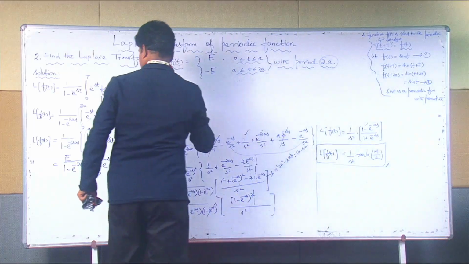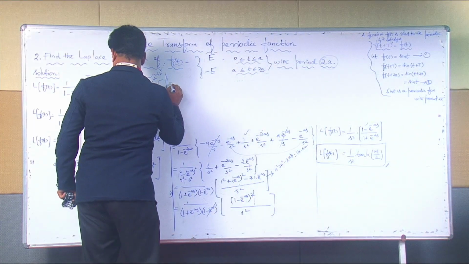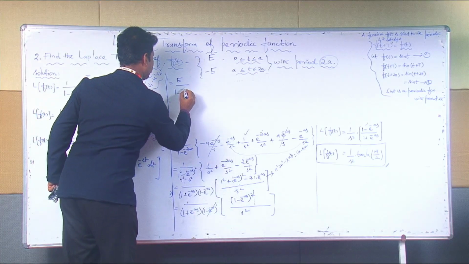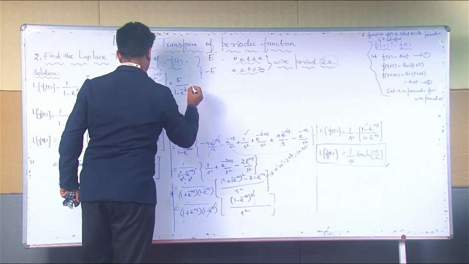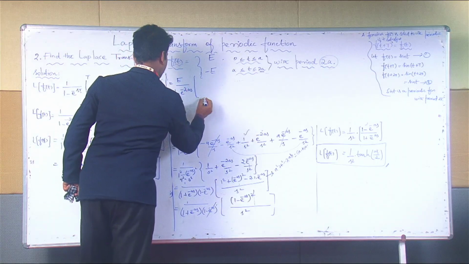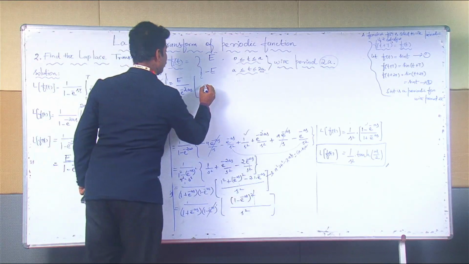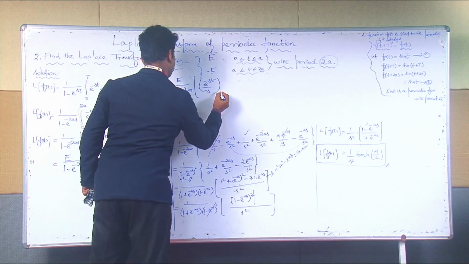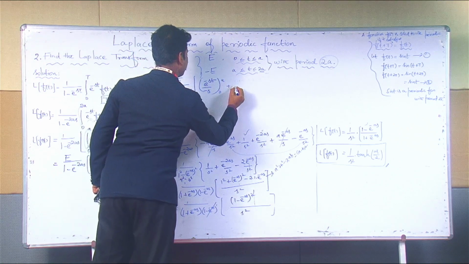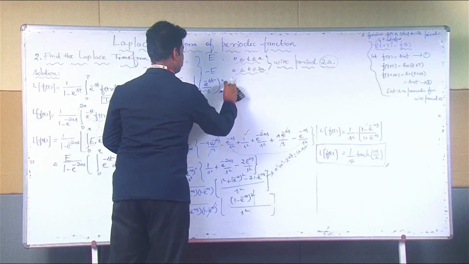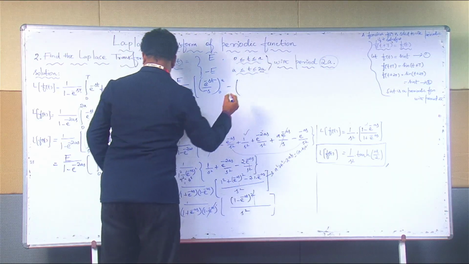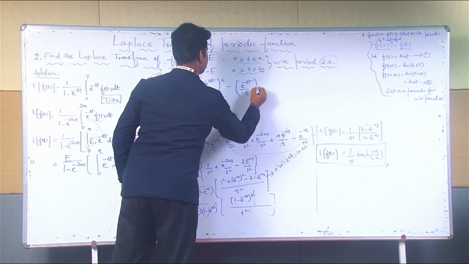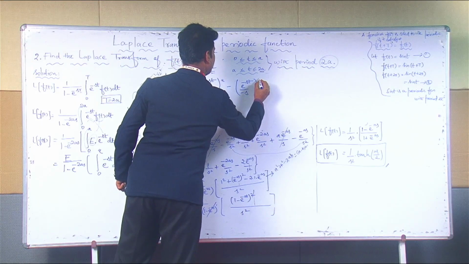Now I am going to apply L of f of t equal to e divided by 1 minus e power minus 2as. So I am going to apply integration for this. What is the integration? E power minus st divided by minus s. The limit is 0 to a, plus. The second one is not plus, here it is minus. What is the second one? Same integration, e power minus st divided by minus s. The only difference is the limit a to 2a.